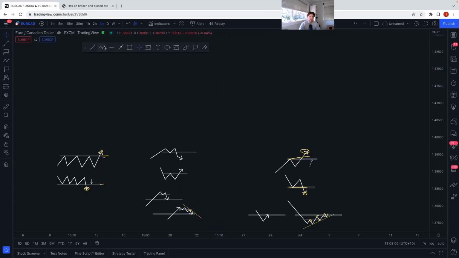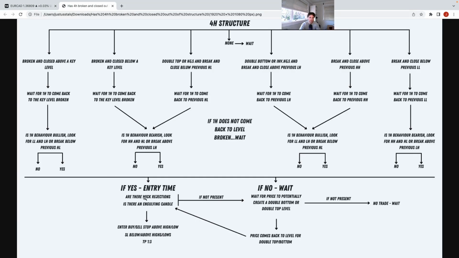We have identified bullish behavior. So 4H initially breaks out, creates a higher high. 1H comes back to the level. No structure is formed. It is just a clean retest, bullish behavior. So that is where we're at. We've identified, yes, the behavior is bullish. Now we need to look for weak rejections and an engulfing candle.